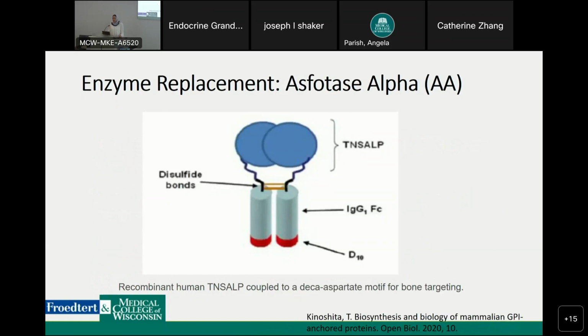So what we have now is asfotase alfa. It's a tissue non-specific alkaline phosphatase that is coupled to a deca-aspartate motif that targets the bone, and that's how it helps in keeping the tissue non-specific alkaline phosphatase on the cell surface so it can have its function.